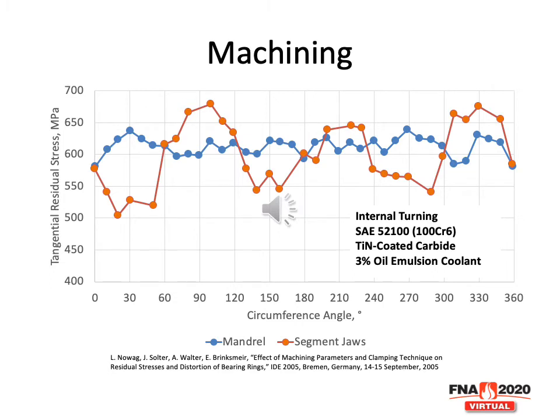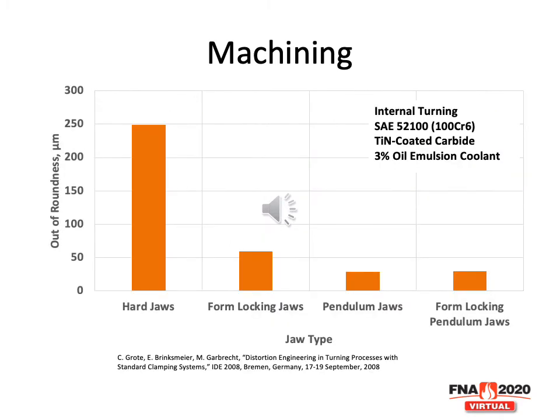Now, the amount of stress is not huge, it's 700 MPa, but this is still pretty significant and can change the shape of the part. In another study looking at holding a part during turning operations, whether it was pendulum jaws, hard jaws, or form locking jaws, they observed different amounts of out-of-roundness after machining just from the different type of holding operation. This out-of-roundness is a function of the residual stresses that are present.